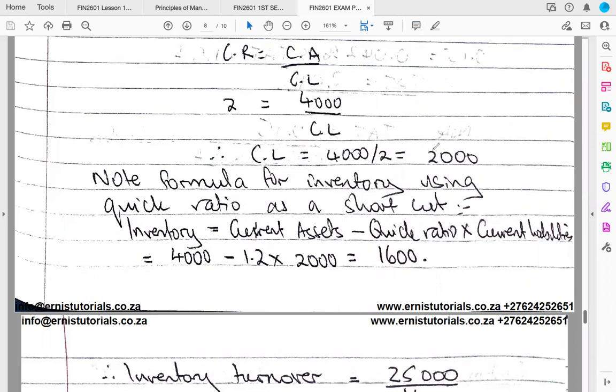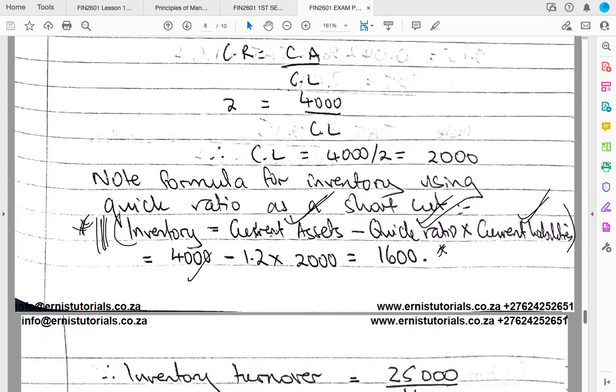And then once you've got your current assets or your current liabilities, you can use this formula right here to help you calculate inventory. If you want to calculate your inventory, simply take your current assets minus your quick ratio multiplied by your current liabilities. So this is an important formula I'm giving you to help you in the exam when it comes to calculating inventory, which you can then use to calculate the inventory turnover.